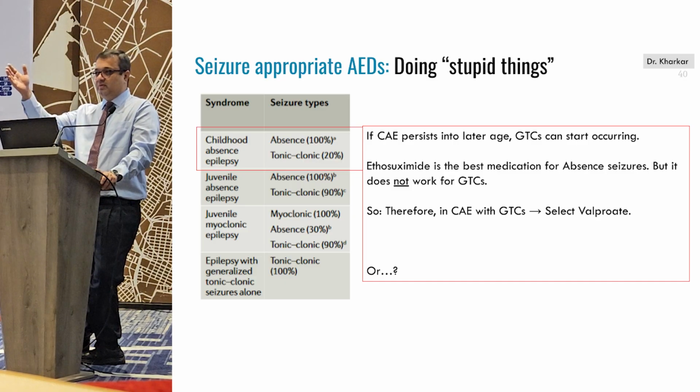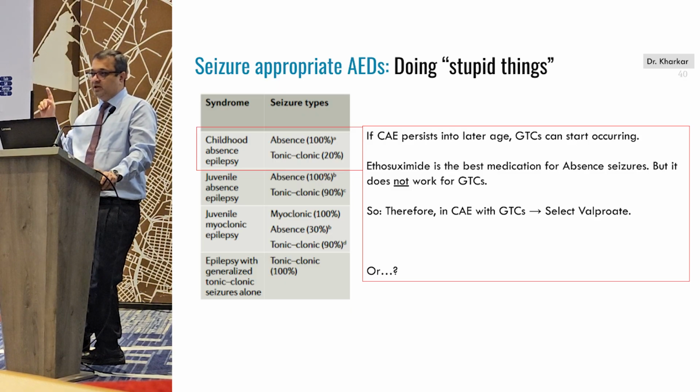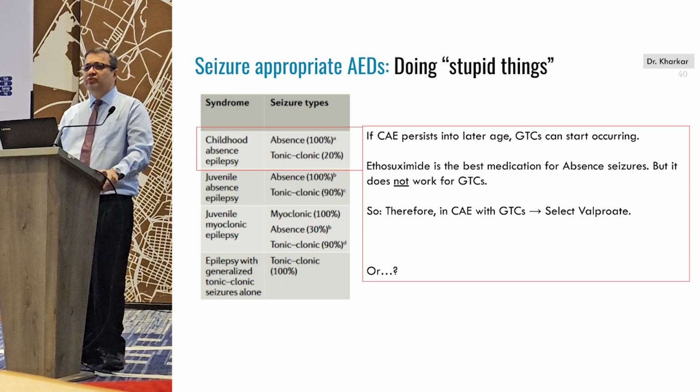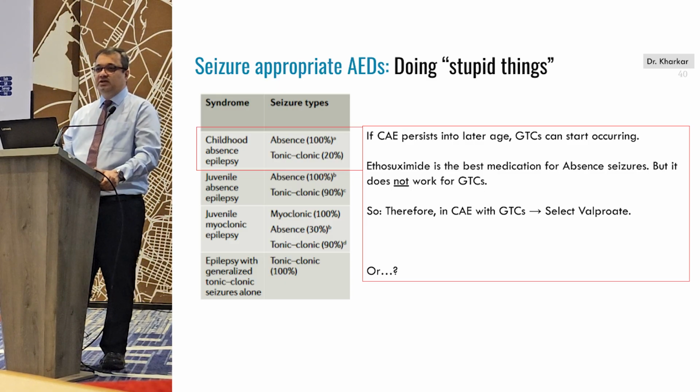Anybody? Valproate, right? Because Ethosuximide works only for absence seizures. It will not work for generalized convulsions. In this particular young child, you need to treat the generalized convulsions also. You never use focal anti-epileptics is what we said.